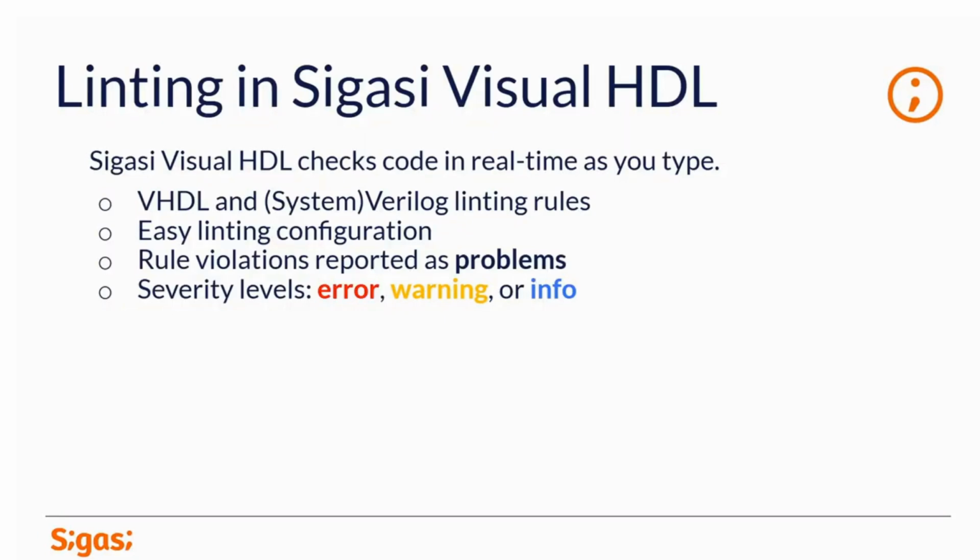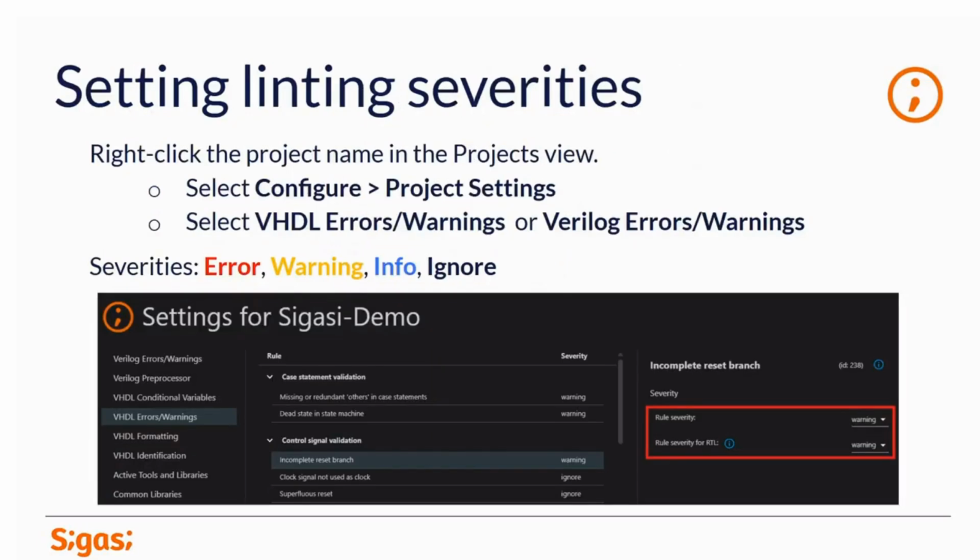Problems are categorized by severity. A problem can be an error, a warning, or an info message. In order to configure linting severities, you can simply right-click the project name in the Projects view and select Configure Project Settings. You can then choose either VHDL errors/warnings or Verilog errors/warnings depending on your project.